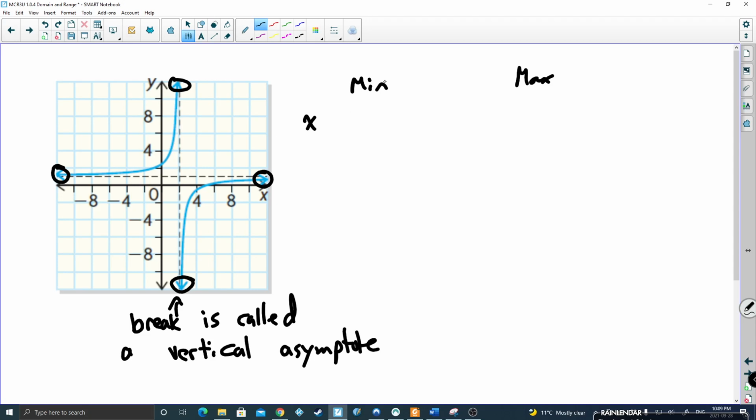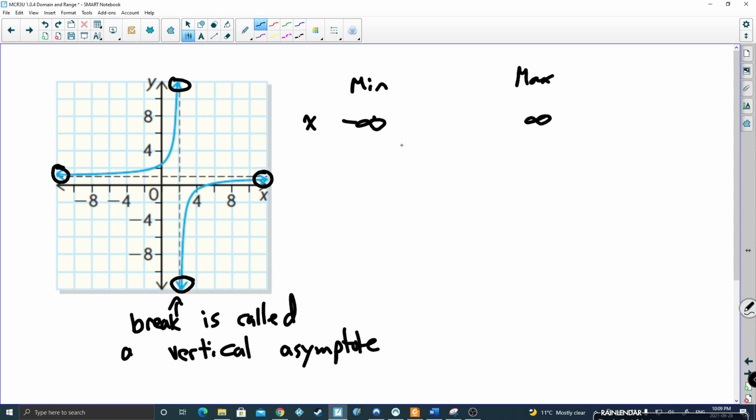Okay, now let's talk about the minimum and maximum first. The minimum is going to be negative infinity because the graph continues to the left forever. The maximum is going to be positive infinity because the graph continues to the right forever. But there's a break at x equals 2.